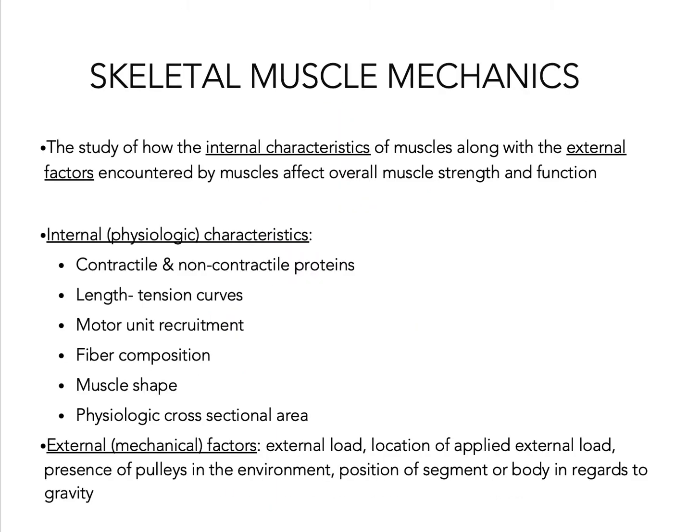Skeletal muscle mechanics is the study of how the internal characteristics of muscles, along with external factors encountered by muscles, affect overall muscle strength and function. Some internal characteristics are contractile and non-contractile proteins, length tension curves, motor unit recruitment, fiber composition, muscle shape, and physiological cross-sectional area. External factors are external load, location of external load, presence of pulleys in the environment, and position of a segment of the body in regards to gravity.